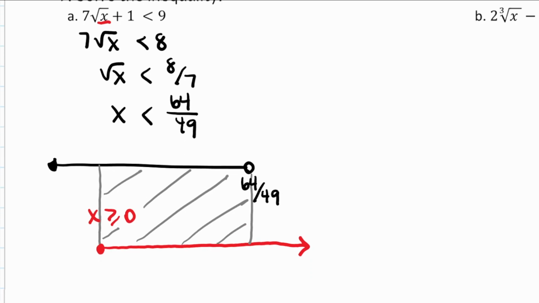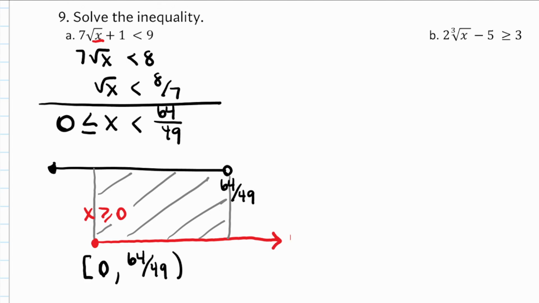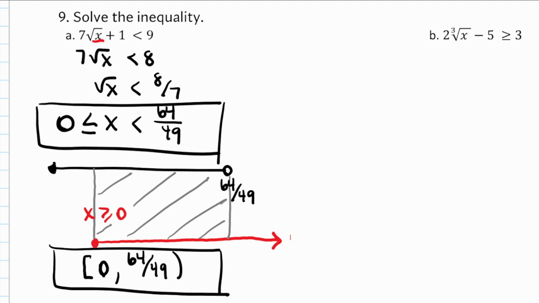And that's going to be the set of all x's that are greater than or equal to 0, but less than 64 over 49. So I could write this as 0 to 64 over 49 as an interval, or I could write it as an inequality like that. Either one of these would be a perfectly valid solution. But the sketch itself is not going to be quite enough.